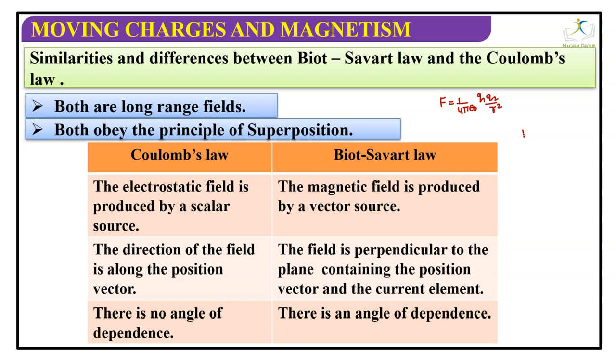And here we are using B, or we can write dB, equals mu naught by 4 pi, I dl sine theta by r square. This is the difference: in Coulomb's law there is no angle, but in the Biot law an angle is involved. Both are long range because they follow the inverse square law. Because of that, both are long range. Clear? So there is no angle dependency in Coulomb's law, but there is angle dependency in the Biot law.